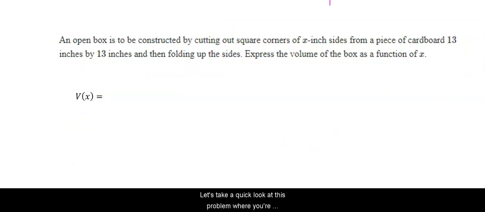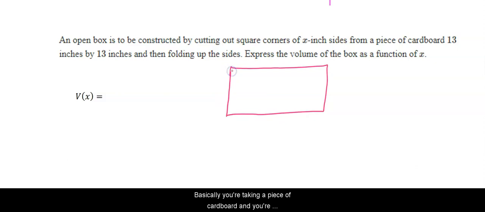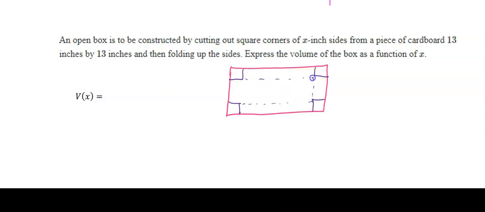Let's take a quick look at this problem where you're supposed to take an open box and construct it out of a piece of cardboard 13 inches by 13 and folding up the sides. Basically, you're taking a piece of cardboard and you're going to cut out the corners. So you're cutting out that corner and that corner and that corner and that corner. Then you're going to fold it on the pieces in between so that they match up, but you're going to need a lot of duct tape to get it to go together.